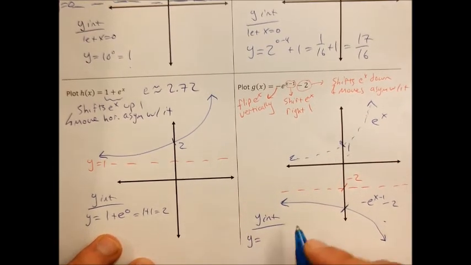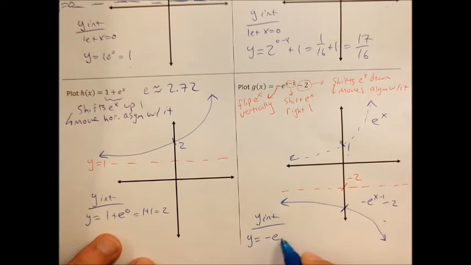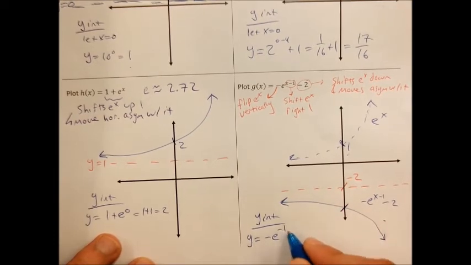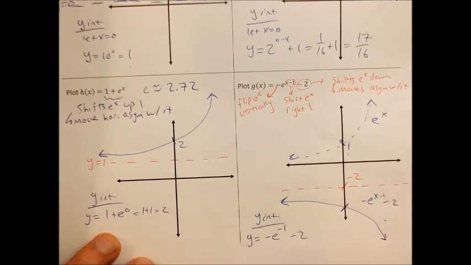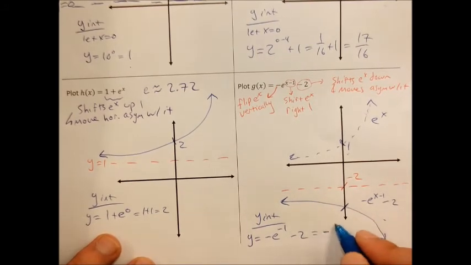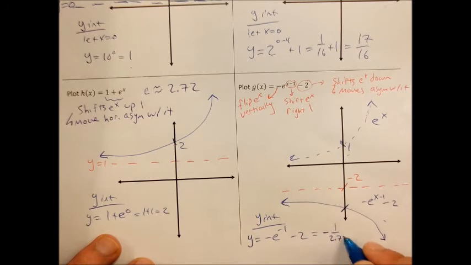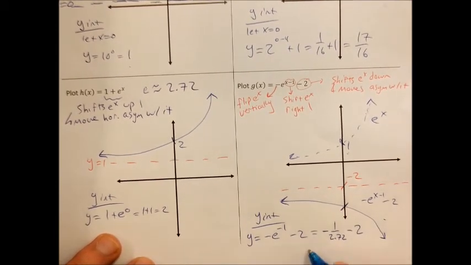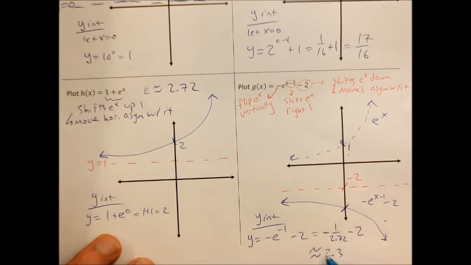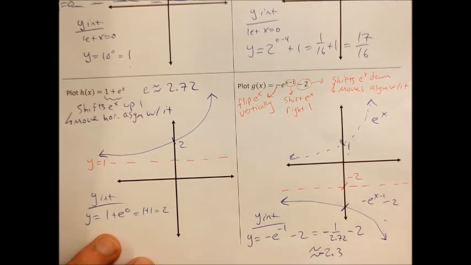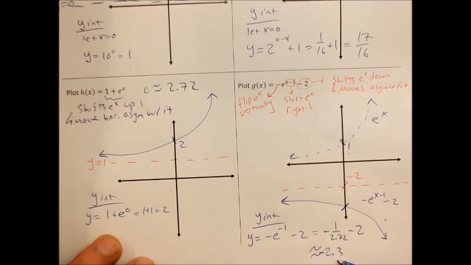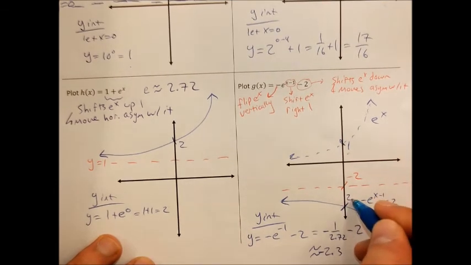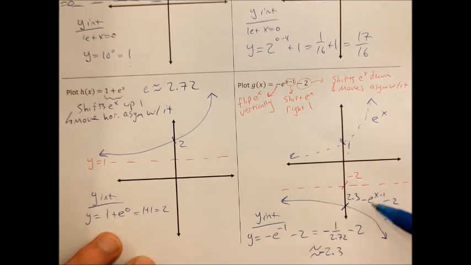So we plug in a 0, and we get e minus e to the minus 1 minus 2. Right? So if we want to write out what that is, it's like minus 1 over 2.72 minus 2. And when you plug that into a calculator, that's about minus 2.3. And so instead of being at minus 3, it's at minus 2.3. And that's really how we're showing that it shifted.